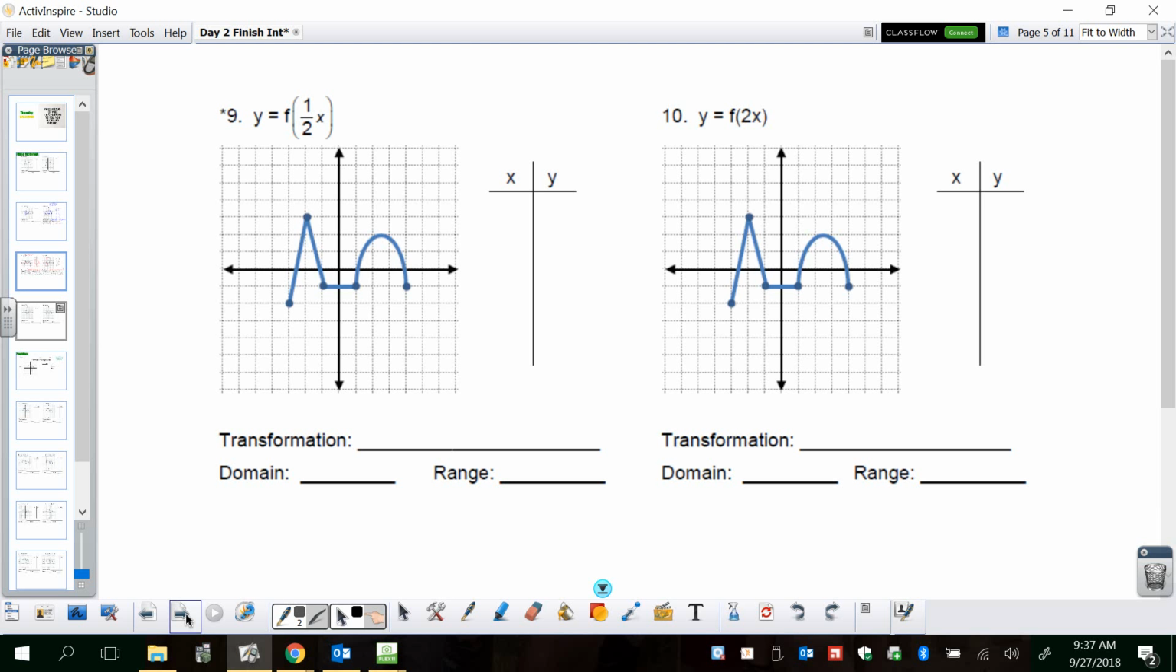Okay, so looking at these, is this an inside or an outside change? Okay, it's an inside change, so it's an IHOD change. So what's going to change this time? Not the height, but the width. It's going to be half as wide. Okay? So this is going to be a horizontal, sorry.